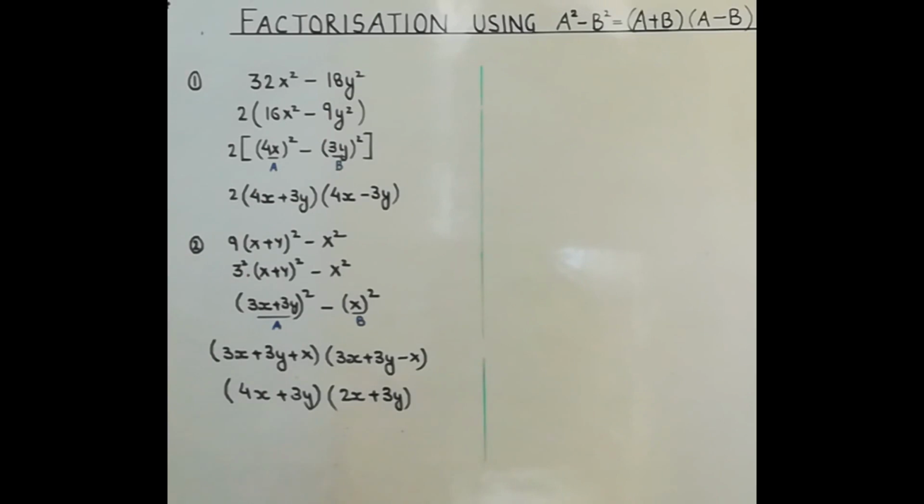Hope this is clear to you. What we did, we converted the two terms in square form with the minus sign in between them. So we read it as a square minus b square. Now see the next question.